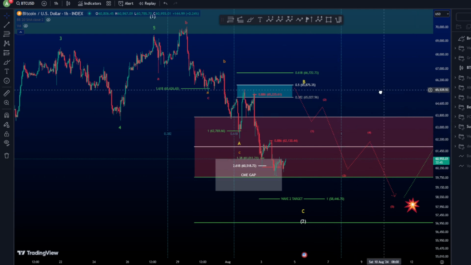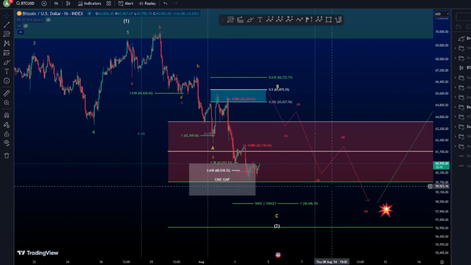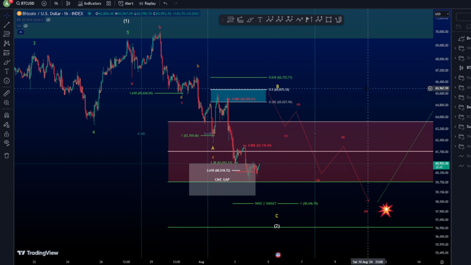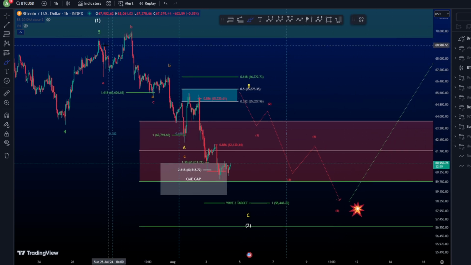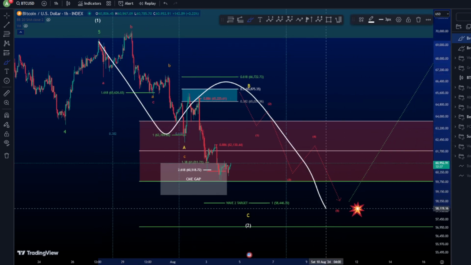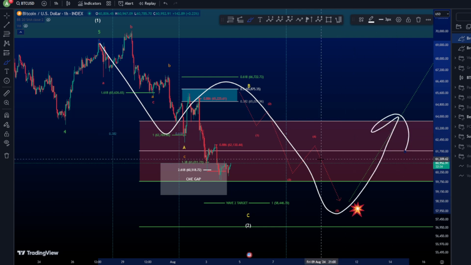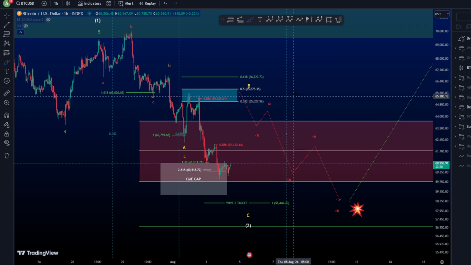Now I want to show you also one more bearish scenario that might happen, because this here is our bullish scenario. After 3 corrective waves, we want to look forward towards the upside for an impulsive and explosive wave 3 towards the 100K.